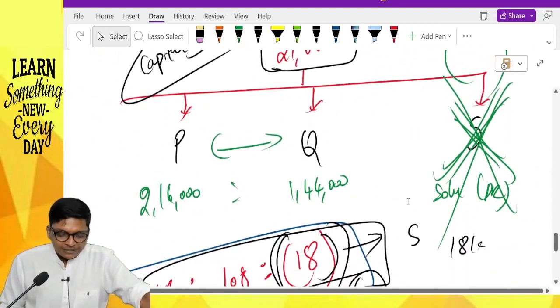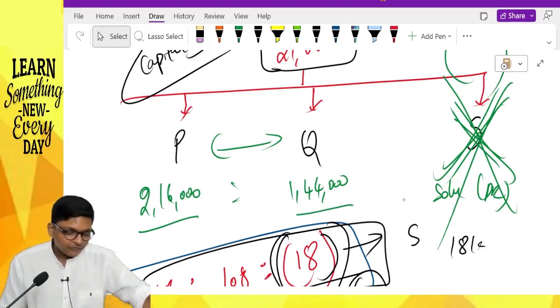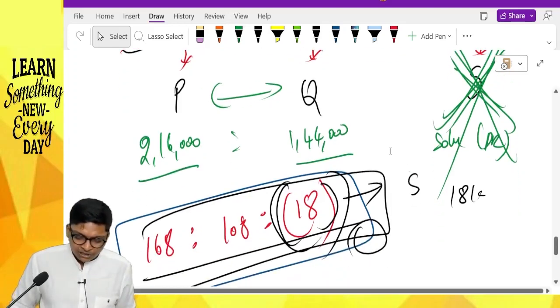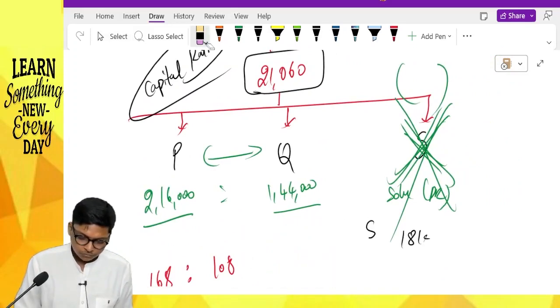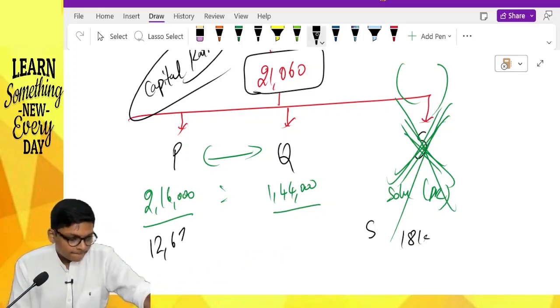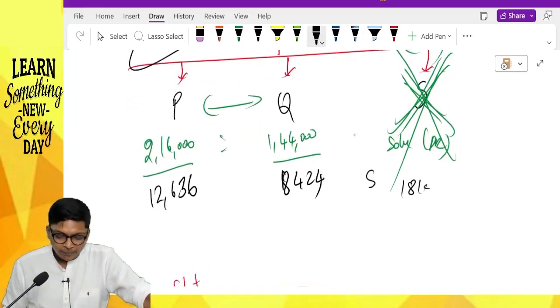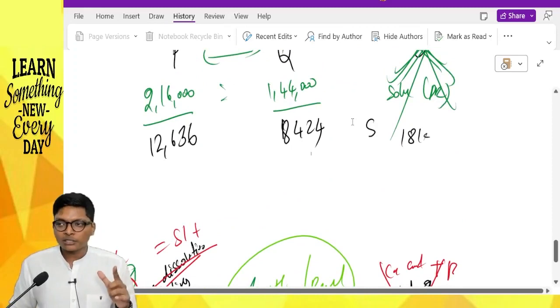So the 21,060 loss will be shared by the other partners in the ratio of 2,16,000 to 1,44,000. Can you tell me how much loss each will share? How much? 12,636 and 8,424. Now this loss, how to set off? I will pass the entry, you will do the posting. Who is sharing this loss? P and Q. Whose loss?